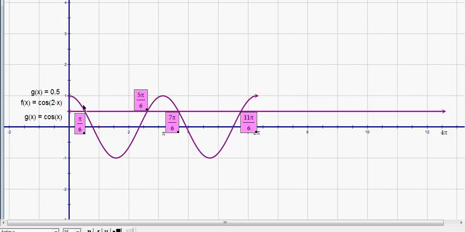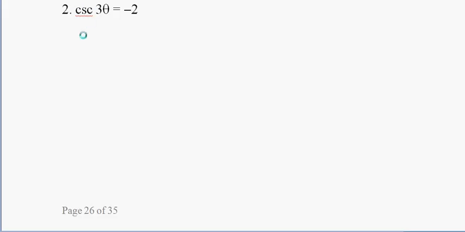So you'll notice here's cosine 2x. There's two complete cycles of it in the region of 0 to 2 pi. And my four answers are pi over 6, 5 pi over 6, 7 pi over 6, and 11 pi over 6. Okay, so I have cosecant 3 theta. So the easiest way to handle this is I'm going to make this the sine of 3 theta, and I'm going to reciprocal both sides. So cosecant turns into sine, and 2 turns into negative 1/2.